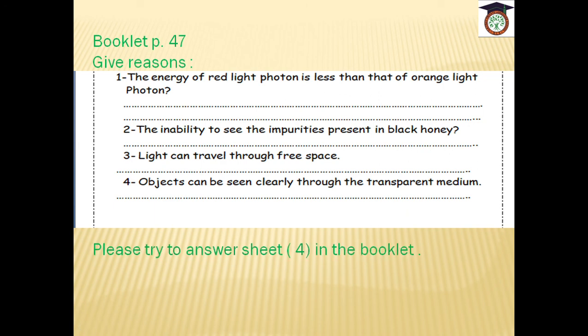Try to answer sheet 4 in the booklet. Thank you.